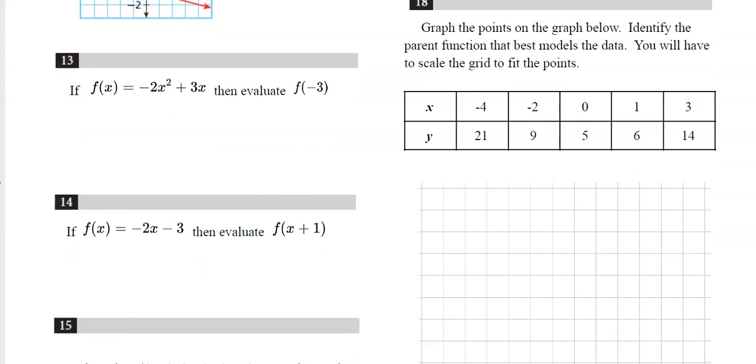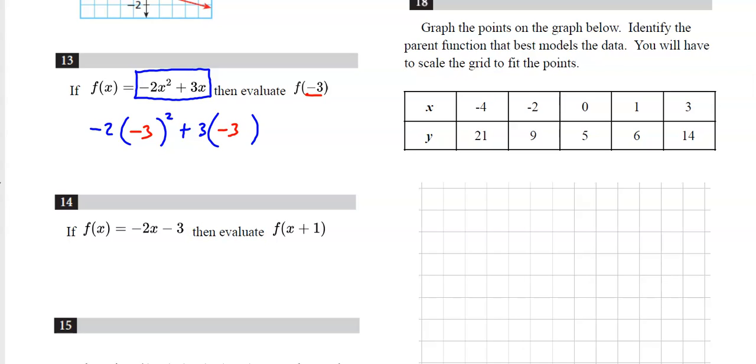All right, moving on down, number 13. I want to do f of negative 3. So basically, you just rewrite the original function here, and wherever you see an x, put a parenthesis. And then what you put in the parentheses is what's in this parenthesis over here. So I stick in a negative 3.